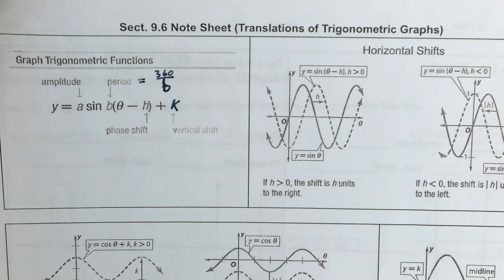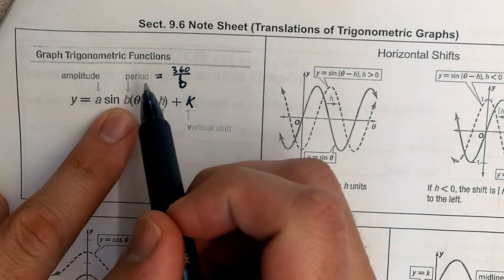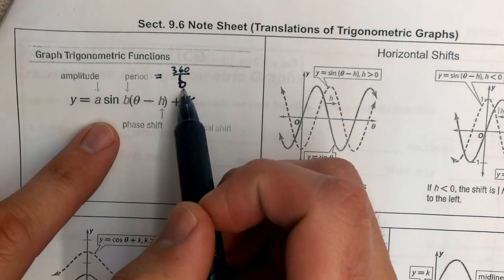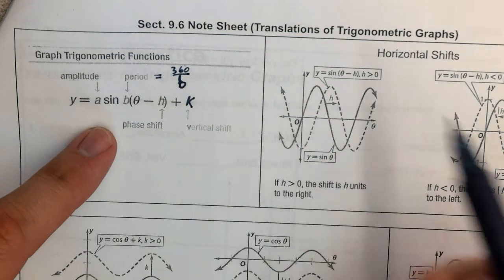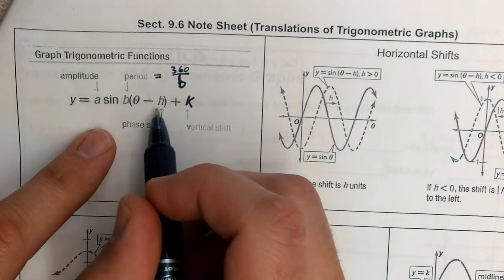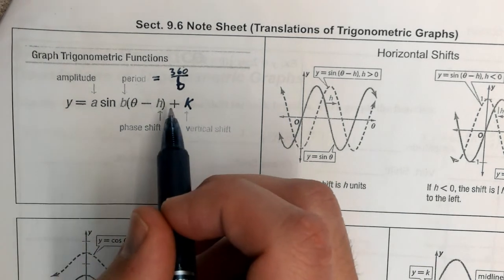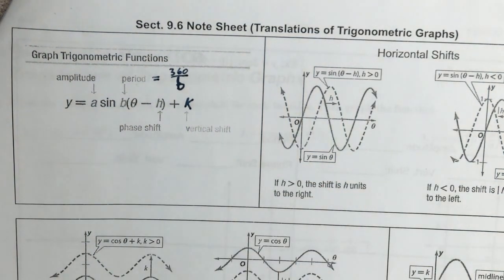And so just to remind you, A is amplitude, B is related to period. Period is equal to 360 over B. All right, and then over here we have the phase shift, which is H, and the vertical shift, which is K. And this is very similar to when we've learned about other functions, general forms of other functions. So let's just crash right into it.